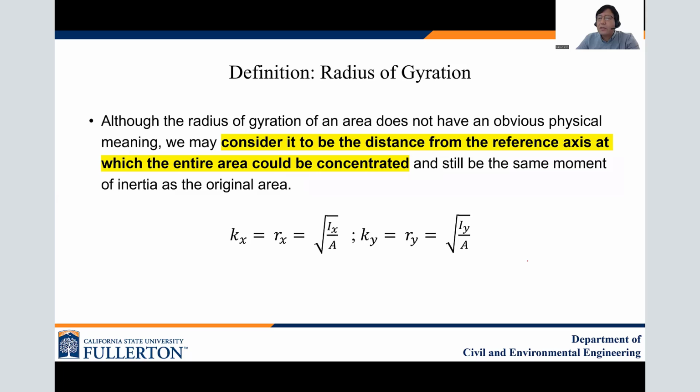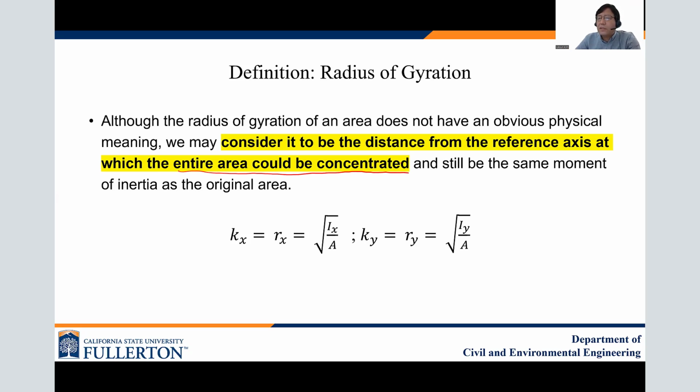This slide provides the definition of radius of gyration. Although the radius of gyration of an area does not have an obvious physical meaning, we may consider it to be the distance from the reference axis at which the entire area could be concentrated and still have the same moment of inertia as the original area.